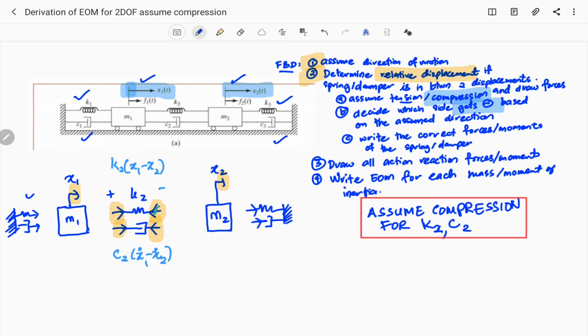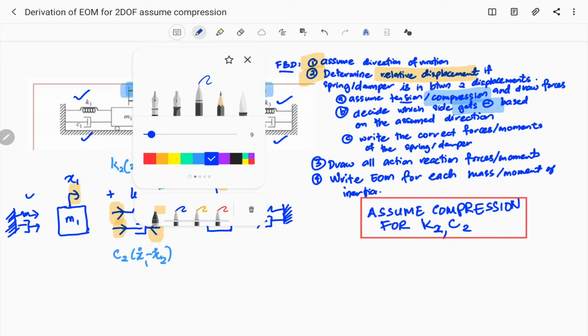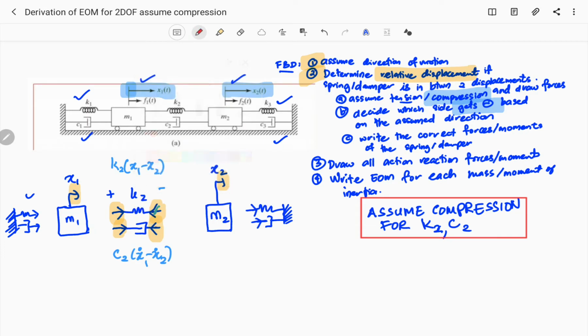Then only we draw the action reaction, which is here I put it in red. So now we just draw action reaction, which is opposite of all the forces. So that's not difficult. Alright.